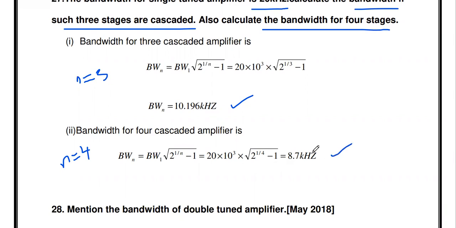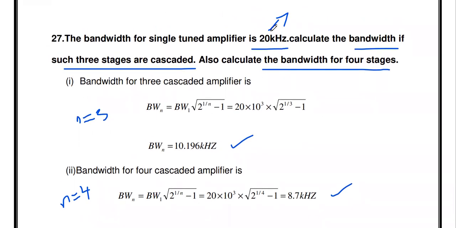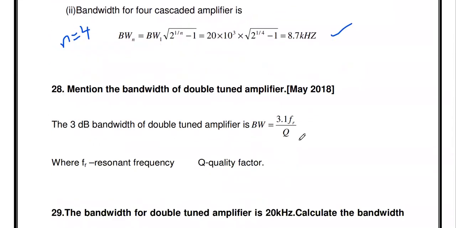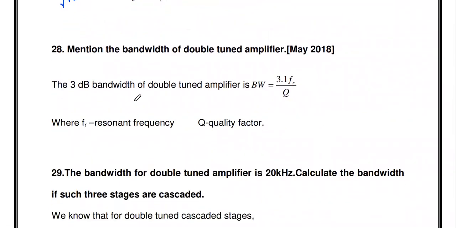So 8.7 kilohertz. So the bandwidth, if single stage, is 20 kilohertz. 3 stages means it is reduced by 51% to 10.19 kilohertz. 4 stages means 8.7 kilohertz. Okay. Then the next one, mention the bandwidth of double tuned amplifier. Okay, it's a university question.